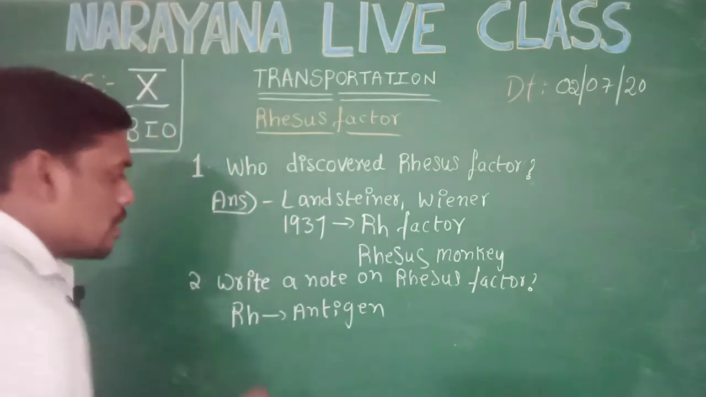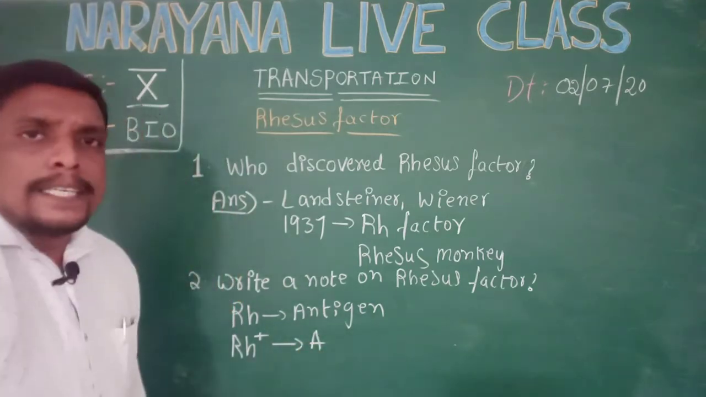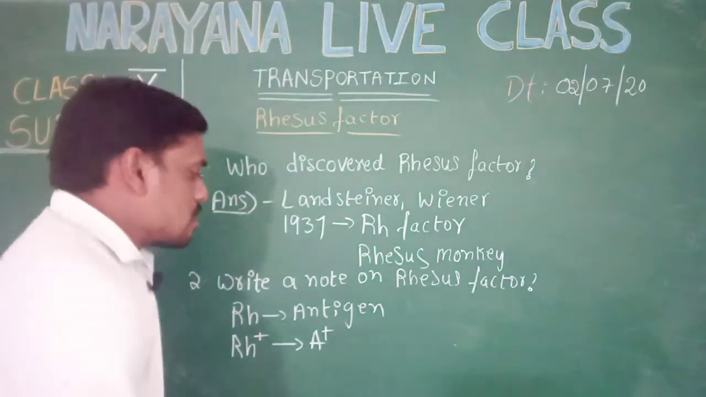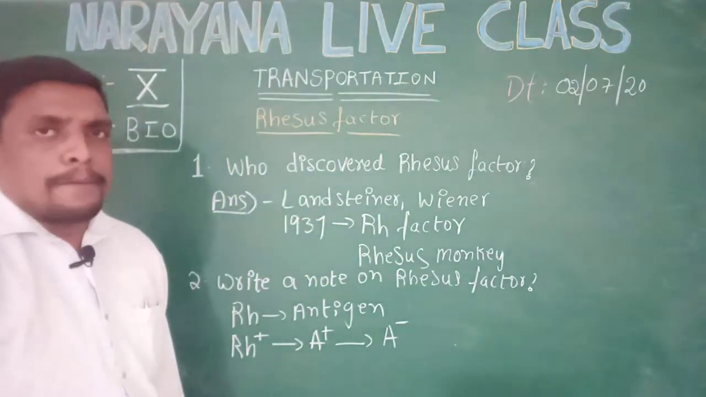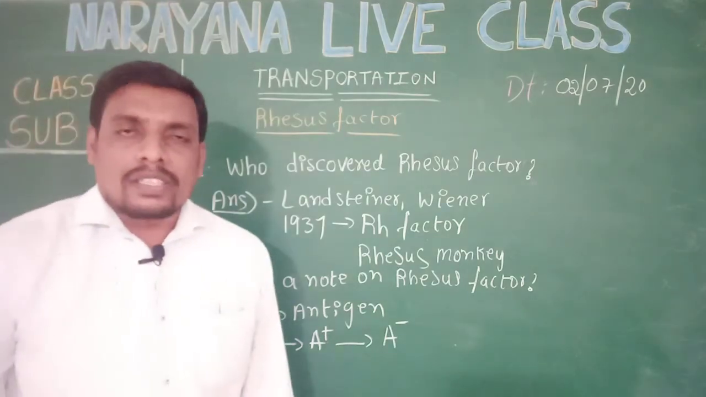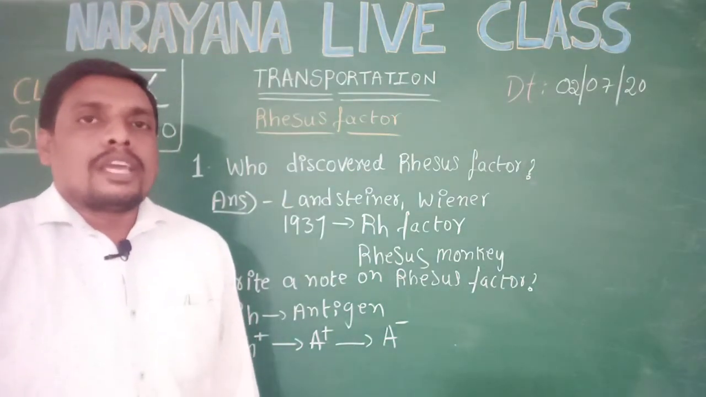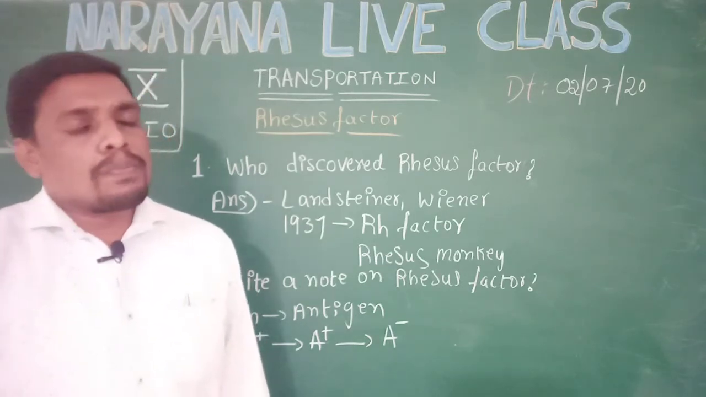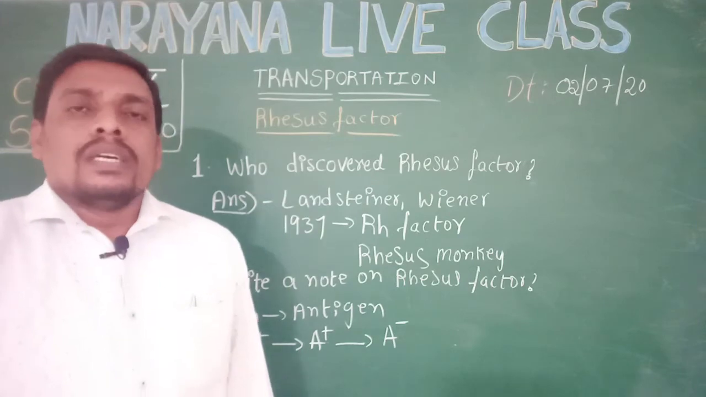If Rh factor is present in A group blood, then the blood is considered A positive. If Rhesus factor is absent in A group blood, then the blood is considered A negative. So the charge of a blood group is determined by a factor called Rhesus factor. If Rhesus factor is present in AB group blood, then the blood is considered AB positive. If it is absent in AB group blood, then it is considered AB negative. The charge of a blood group is determined by the Rhesus factor.